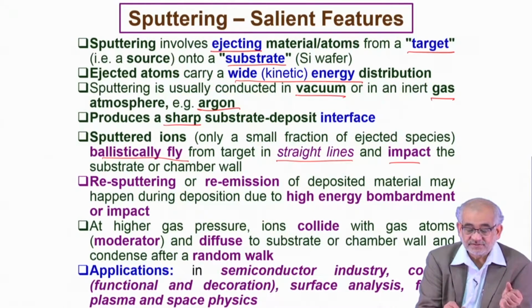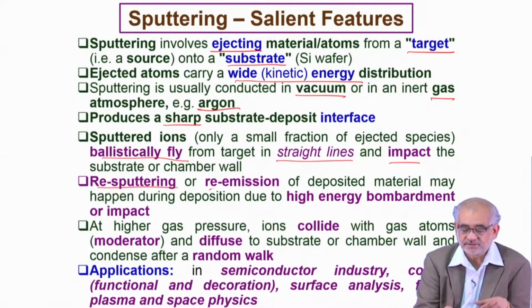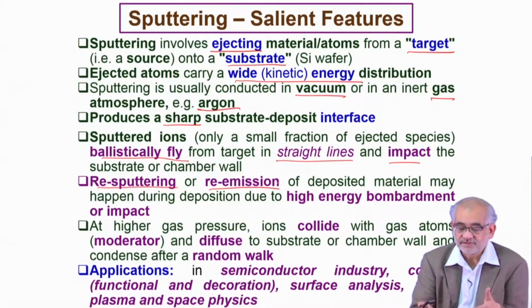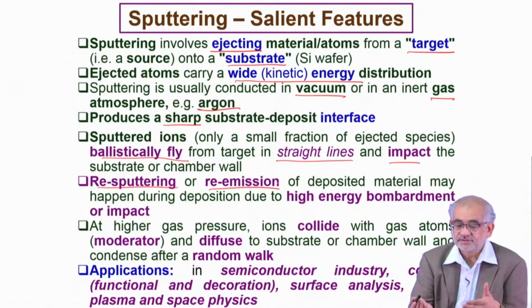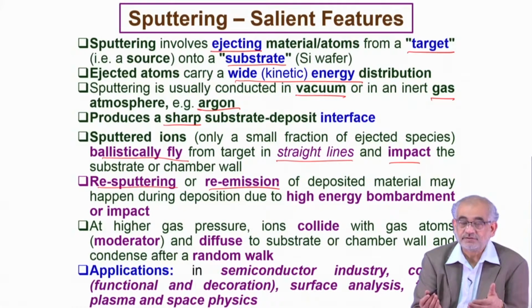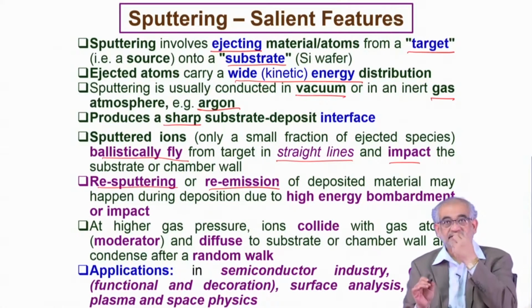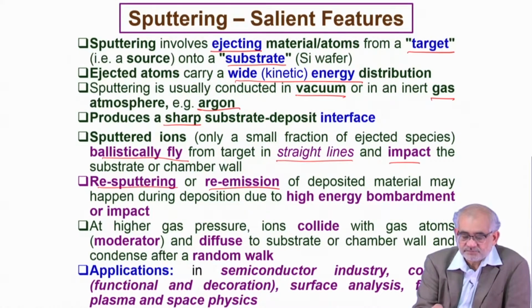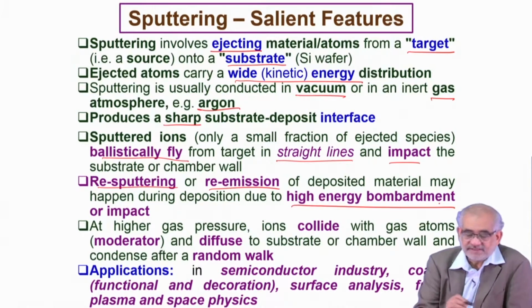But if the momentum is fairly high, then there could be a possibility of re-sputtering or re-emission of atoms from the substrate on which you are depositing. That means you are now re-sputtering atoms from the substrate surface, which you don't want. So you have to control the energy very carefully, and this high energy bombardment needs to be avoided.